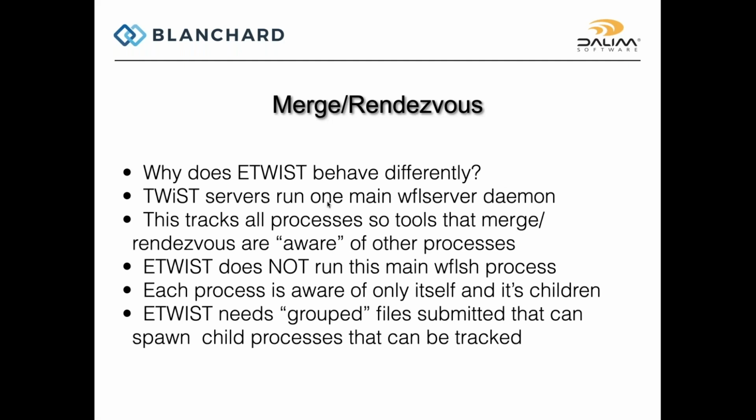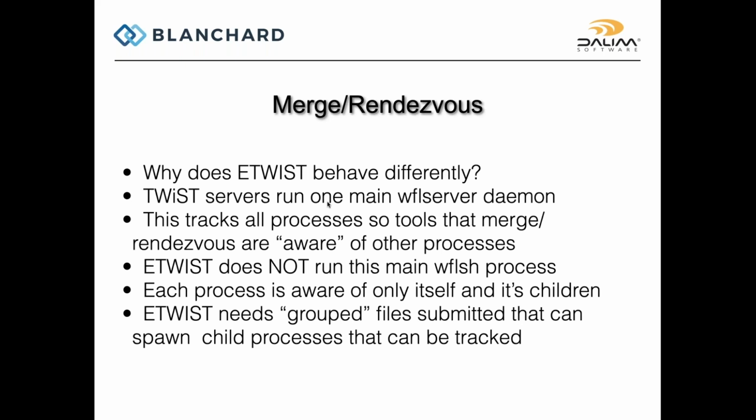On a regular twist server, there's this one main WIFL server daemon that runs in the background. And what it does is it allows twist to track and manage all the processes as they're generated. So it's essentially aware of all the different running processes. This is important when you're running something like merge XP or filter group, because those tools have to be able to go out and find the partner files that meet the criteria that's been defined in that tool.